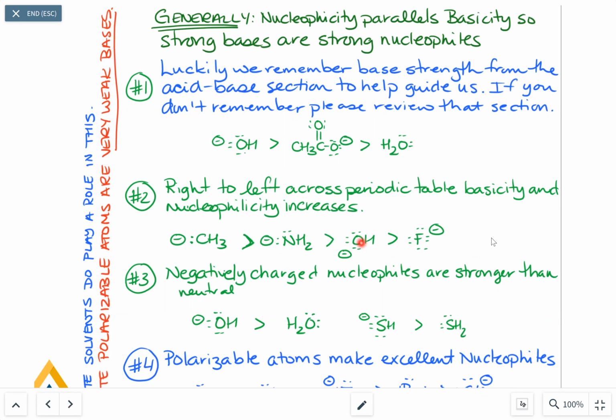So this row is basically going right across the top row of the periodic table. Carbon is less stable with a negative charge than nitrogen, which is less stable than oxygen, which is less stable than fluorine. So this would be a better nucleophile. We just did this one previously. Negatively charged nucleophiles are stronger than neutral ones because, if we think about it from a basicity point, the conjugate acid for this is neutral, and the conjugate acid for that is positively charged. The one thing which was different is that polarizable atoms are better nucleophiles.